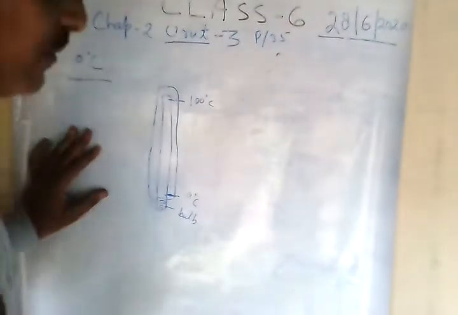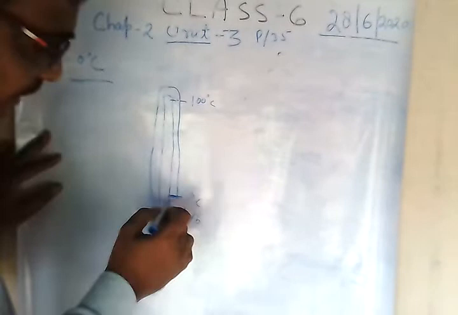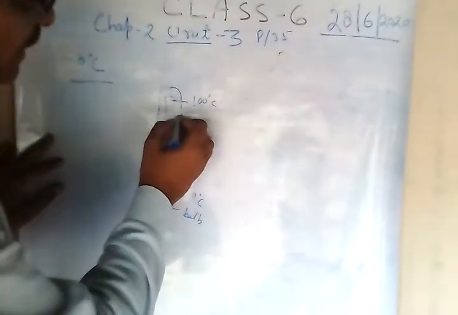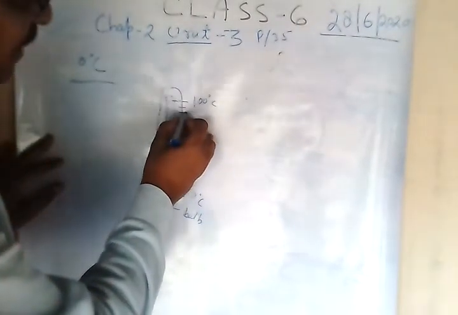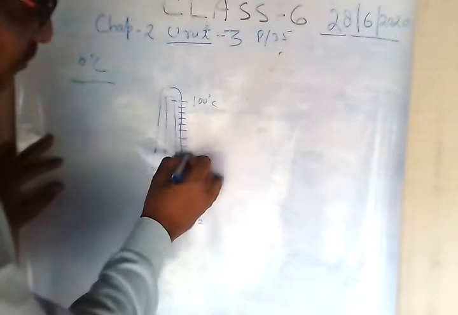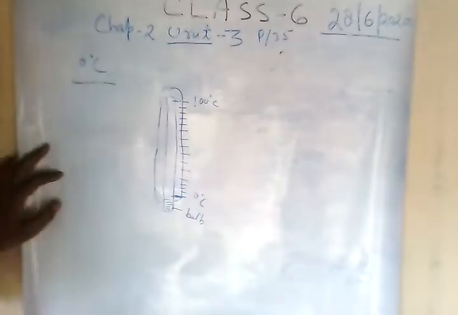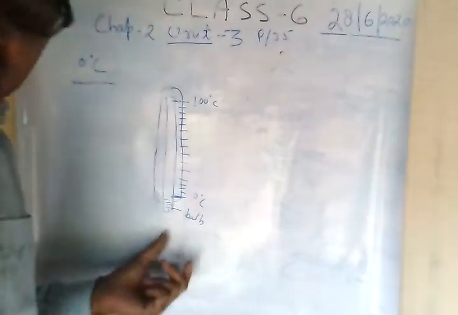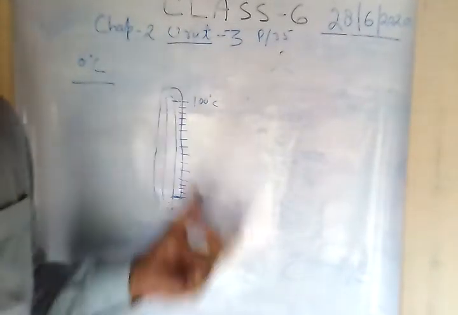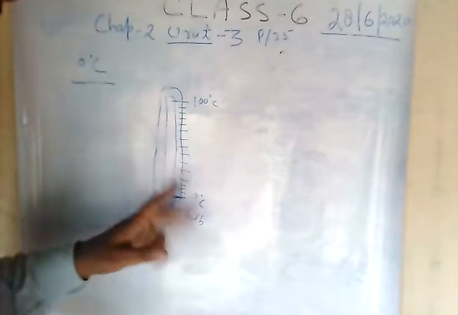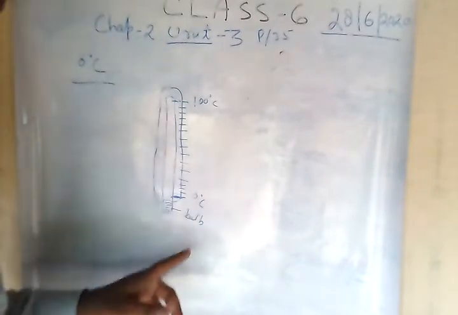Now we divide 0 to 100 into 100 equal parts, and each equal part is called 1 degree centigrade. This is the Celsius scale here. So each degree is called 1 degree Celsius.